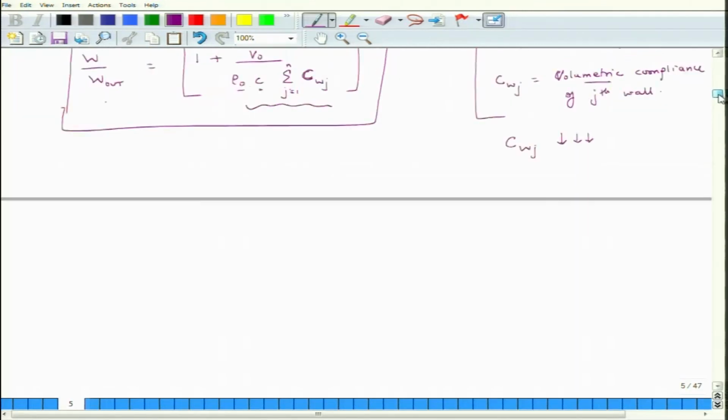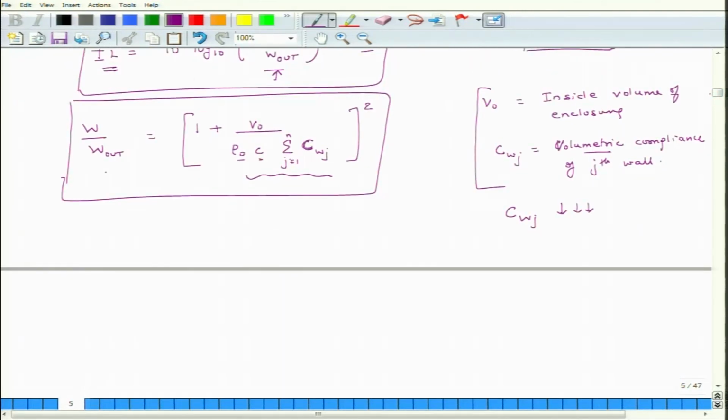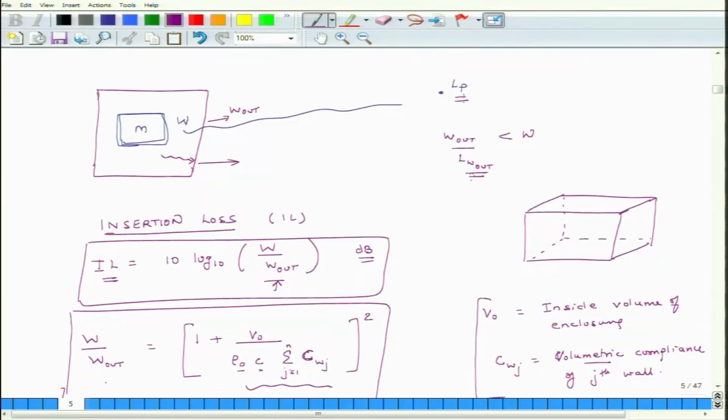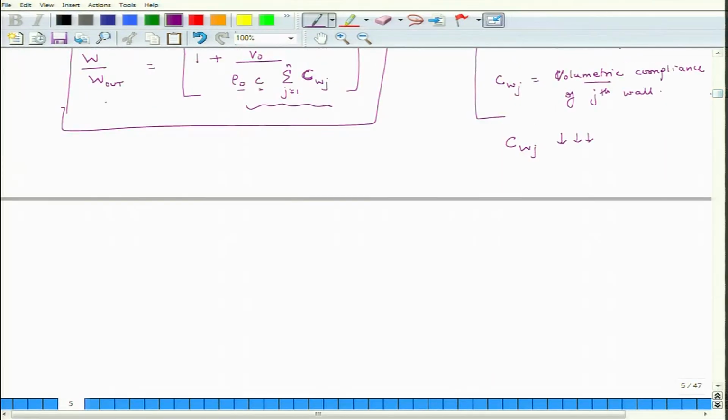For rectangular walls, for instance, in this case, this is a rectangular wall, right. This enclosure has 6 rectangular walls. There are closed form formulas to compute their compliance. So, I am going to give you the relationship for compliance for rectangular walls. Okay.